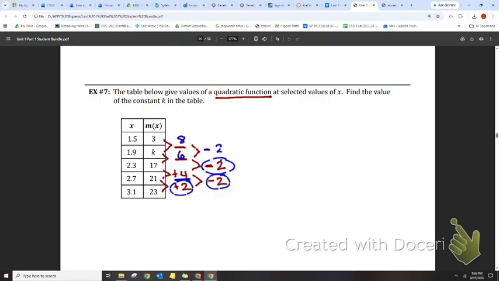Okay. Now, let's see. Let me erase some of those circles, if I can do it without erasing everything else. No, I can't. I forgot. Wrong program. Okay.